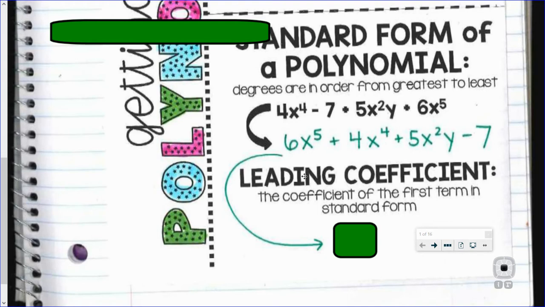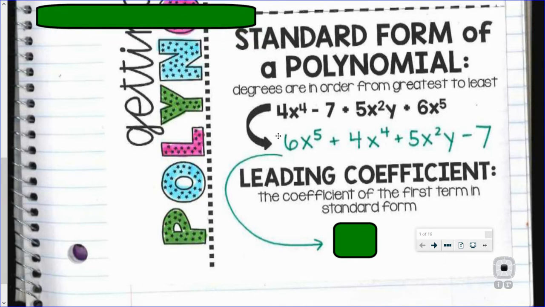And then when we do that, we want to look at what is the leading coefficient of this polynomial. Well, if it's in standard form, it's the coefficient of the first term. Well, the first term is 6x to the fifth in standard form. So the leading coefficient is 6. Remember, coefficient is what we multiply the variable by. So our leading coefficient there, 6.